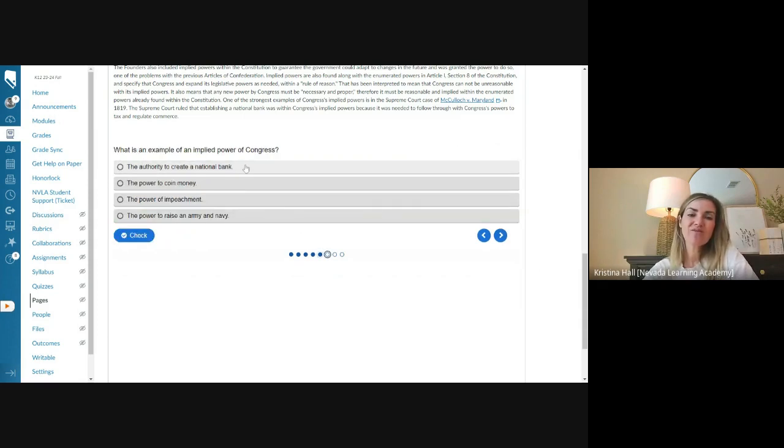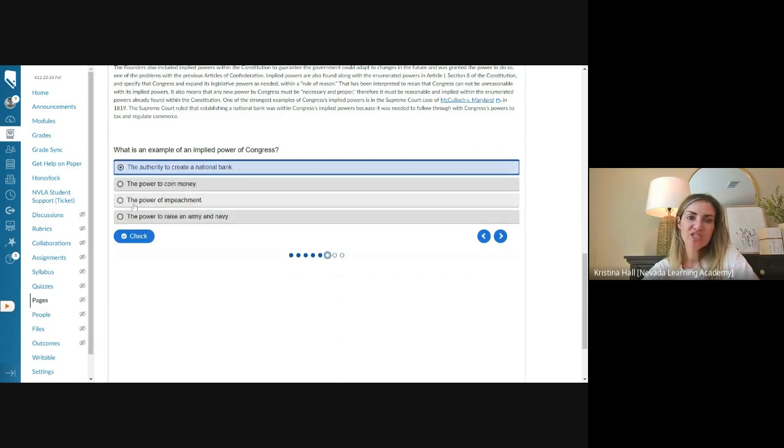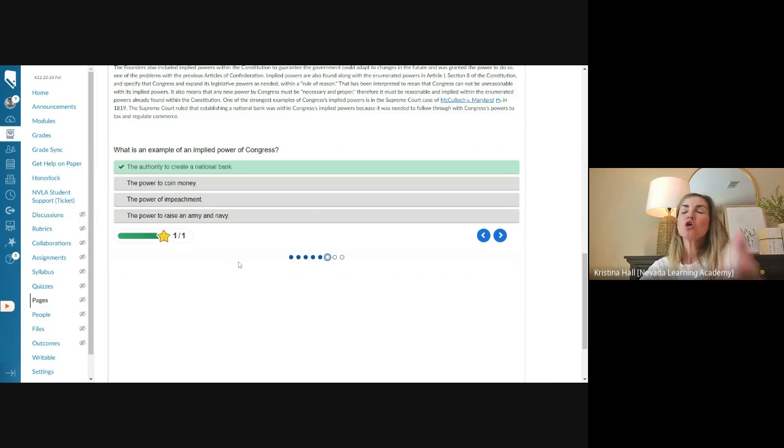What is an example of an implied power of Congress? So implied means assumed. One example of that would be the creation of a national bank. For example, an enumerated power is the power of the purse, right? The Congress controls the budget. The president comes up with it, but Congress has to approve it and they write the checks. Well, where are they going to keep all that money?